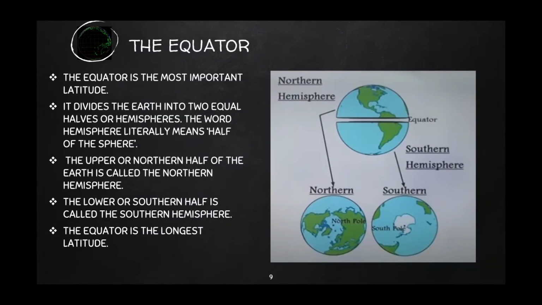The important line of latitude. Why is this line called an important line of latitude, the equator? The reason behind that is the equator divides our earth into two equal halves. In this figure you can see that the equator horizontally divides our earth. The upper part of the earth is called the northern hemisphere and the lower part is called the southern hemisphere, and the equator is the longest latitude.